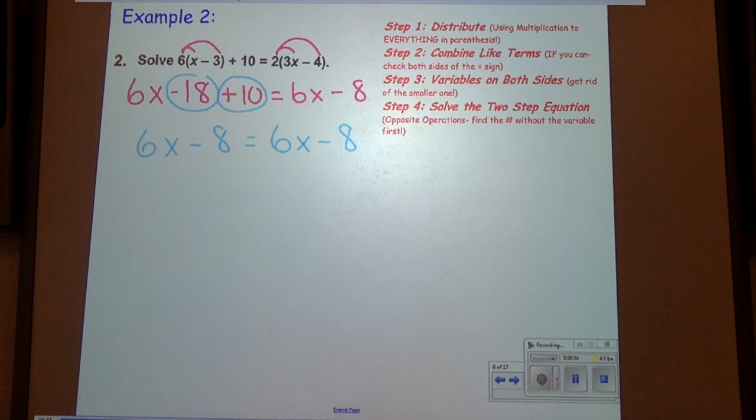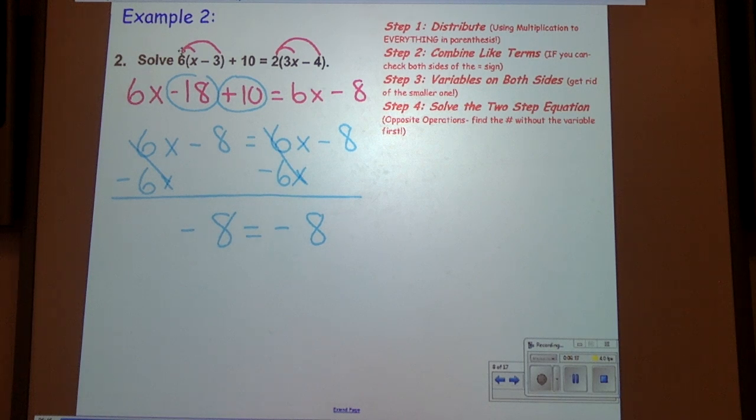All right, do we have variables on both sides? Yes, we have a 6x on both sides. So we can subtract 6x from both 6x's. Okay. Now on the left, 6x minus 6x crosses off, and on the right, it crosses off. So you're left with negative 8 equals negative 8.